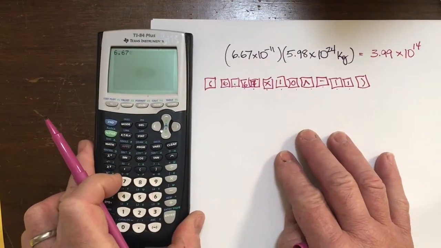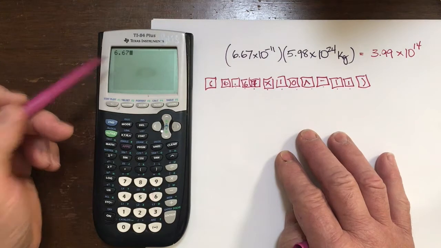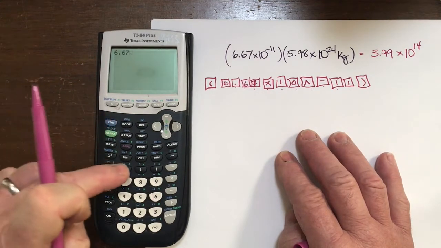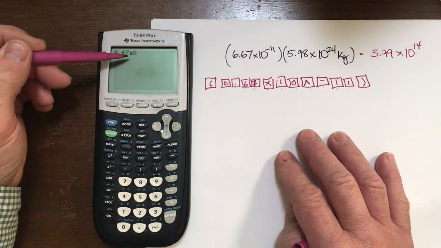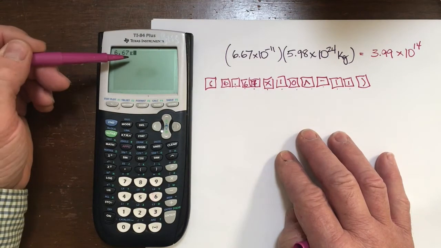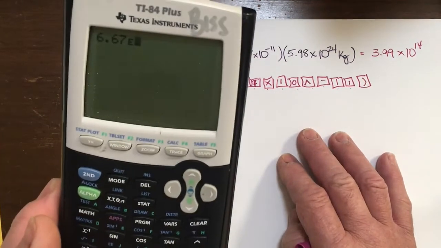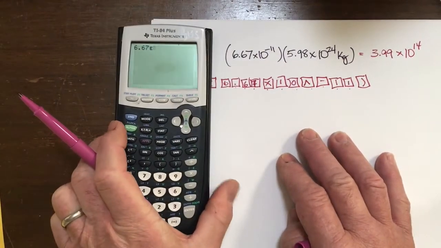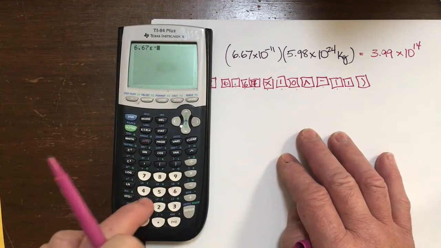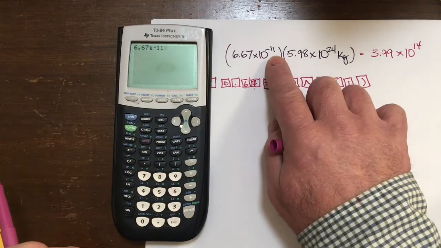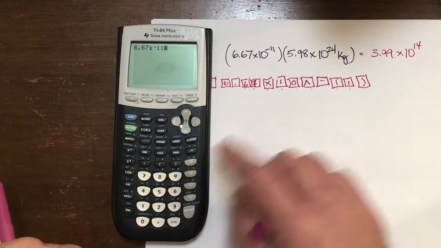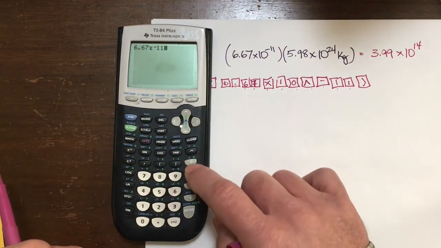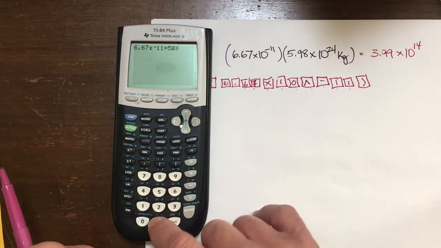So we are going to put in 6.67, hit second function, comma, and rather than the little zeros showing up, a capital E shows up. That capital E means times 10 to that. So now we enter negative 11 as my exponent. I hit multiplication because I'm multiplying these two numbers, times, and now you hit 5.98.